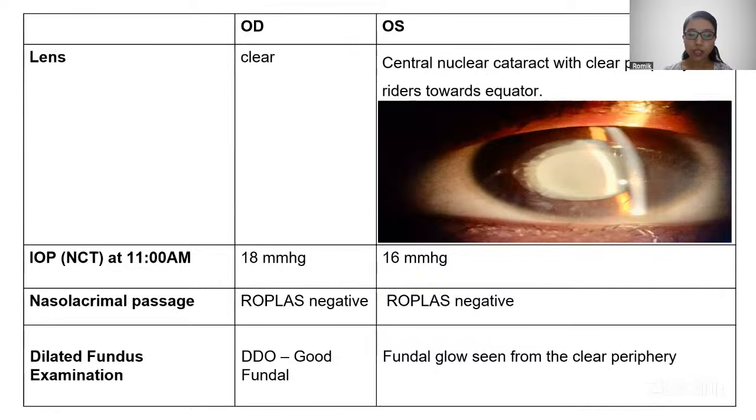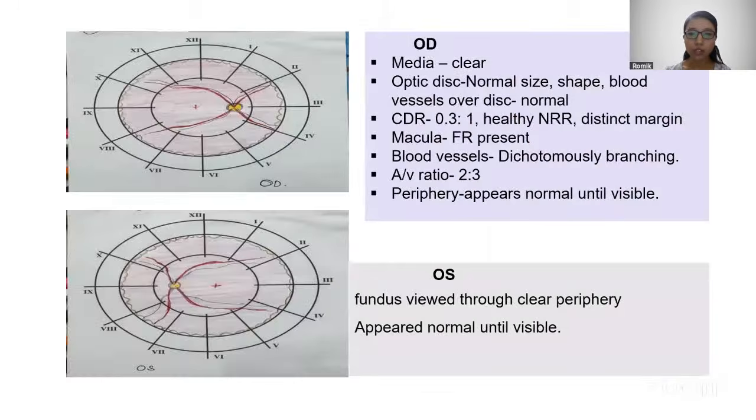IOP in both eyes was 18 and 16 millimeter of mercury, and Rho plus was negative. Then on distant dilated fundus examination, first of all on distant direct ophthalmoscopy, right eye showed good fundal glow, and left eye fundal glow was seen from the clear periphery. Then right eye fundus was normal, and left eye fundus viewed through the clear periphery appeared normal as far as visible.